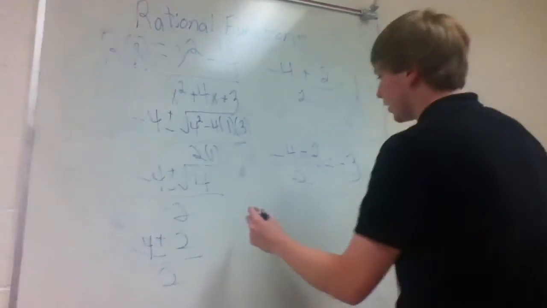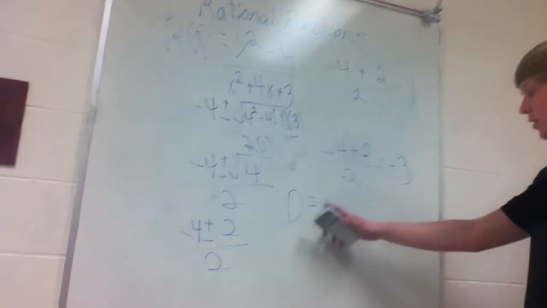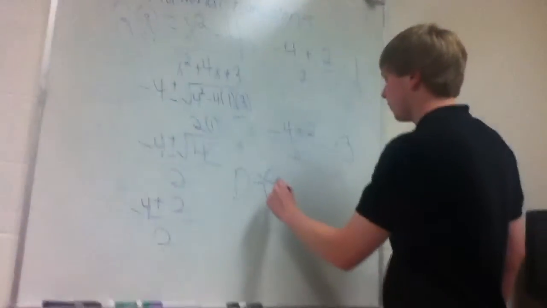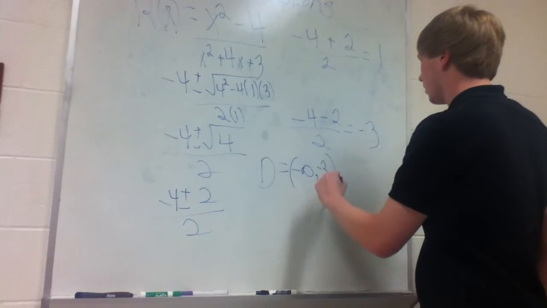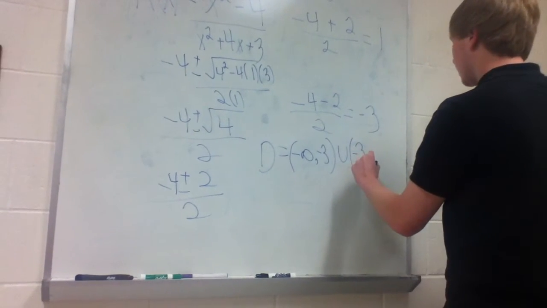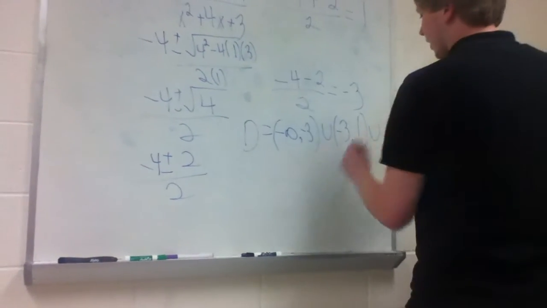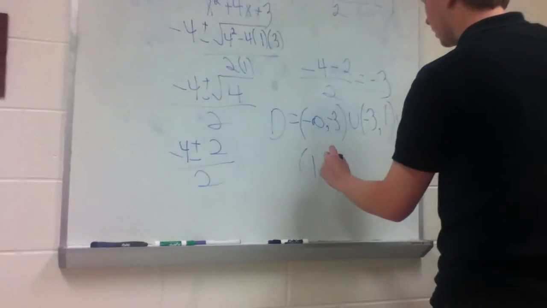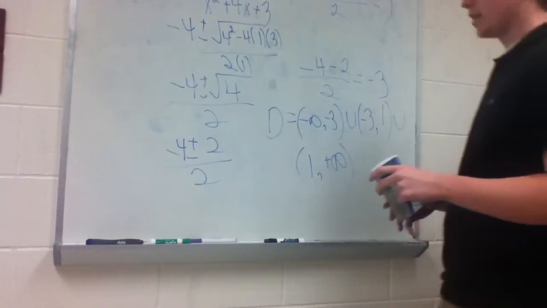So when you're writing your domain, you want it to go from least to greatest. So you'll do open parentheses -infinity, comma, -3, close parentheses, union, open parentheses, -3 and 1, close parentheses, union, I'll bring it down here because there's not enough room, open parentheses 1, comma, positive infinity.